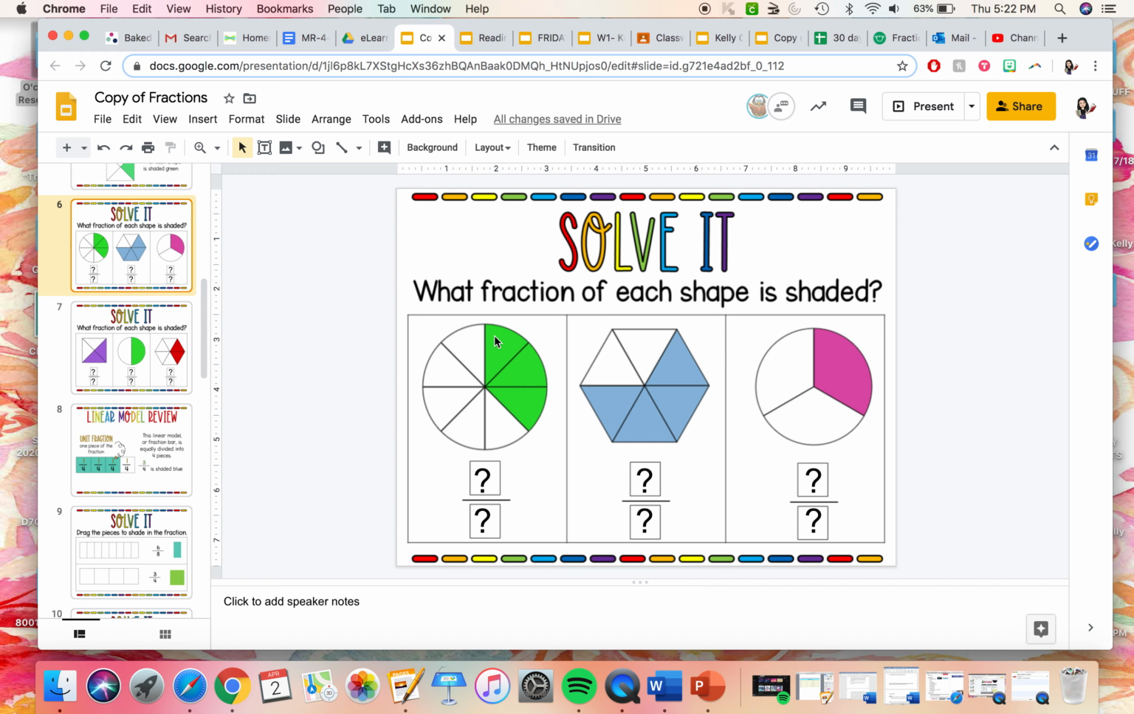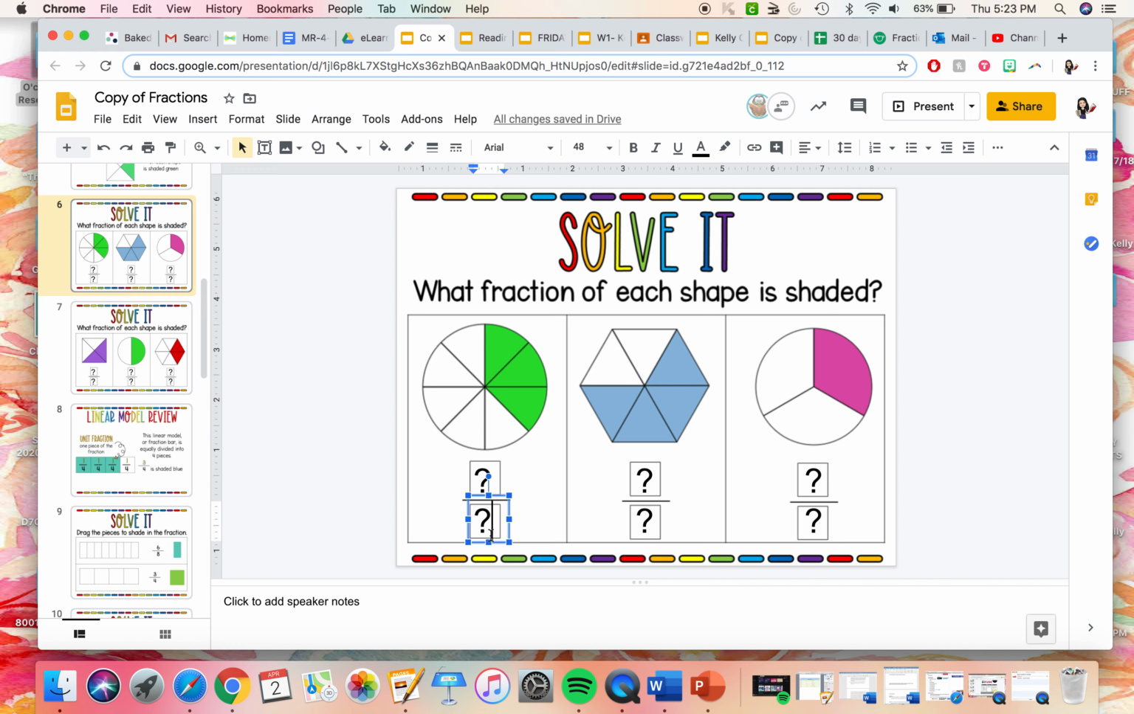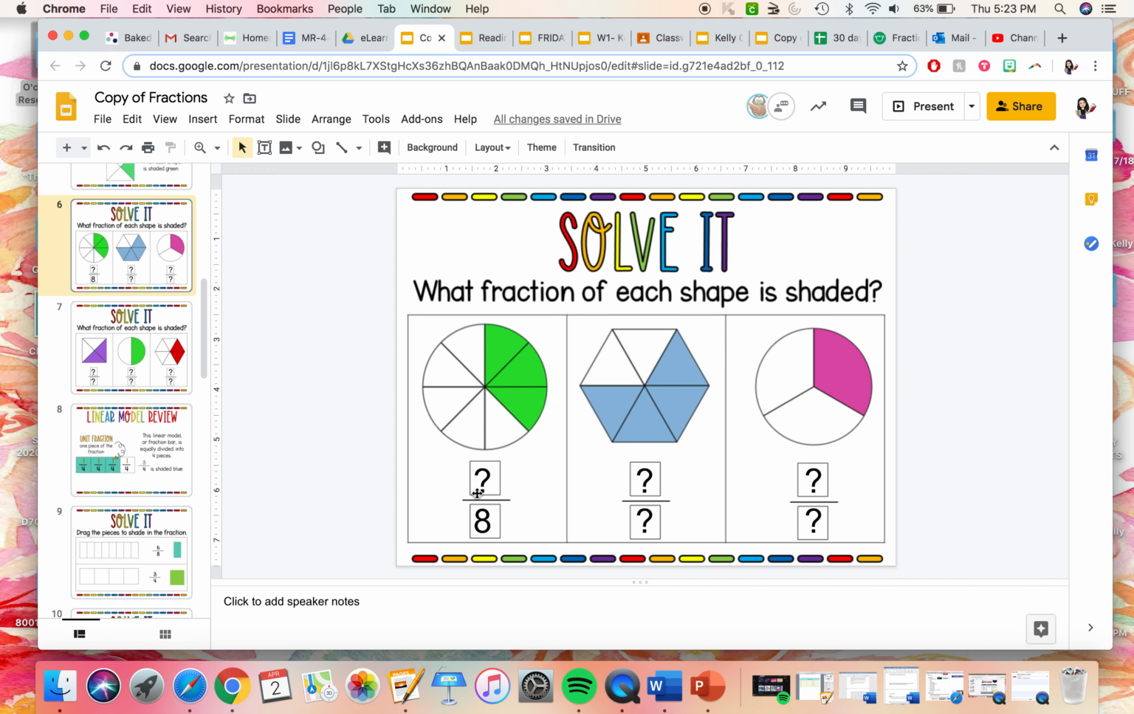For this next part, you're going to go ahead and solve and tell me what part of the fraction is shaded. So I'll do the first one here for you, and then you will be responsible for this blue one and this pink one. Here I'm looking at this green shaded circle, and I'm going to start counting. 1, 2, 3, 4, 5, 6, 7, 8 pieces in total. So I know that's my whole, so I'm going to change this to 8. And now I'm looking how many pieces are shaded. And I have 1, 2, 3.